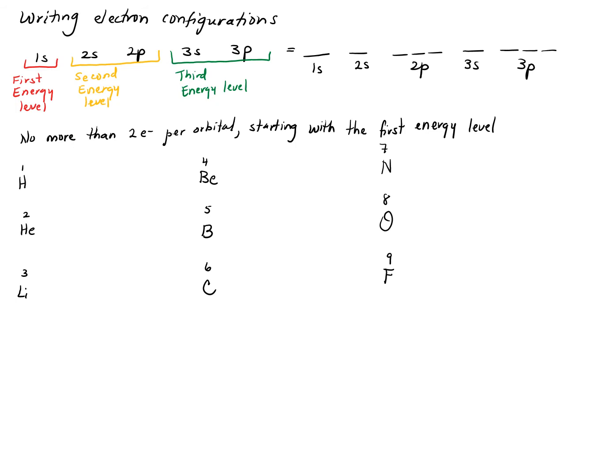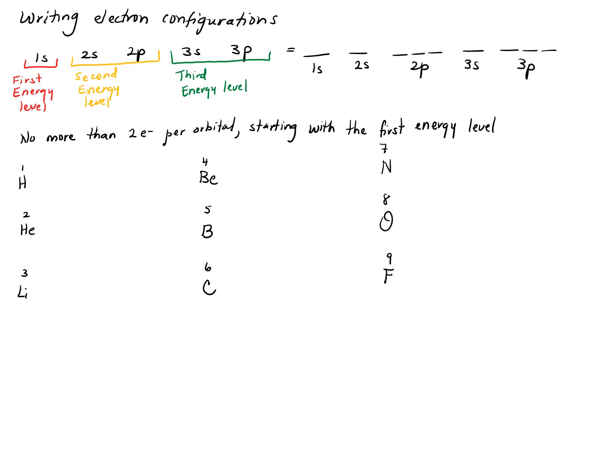So we're going to use that information, your different energy levels and the sublevels that we have in each one, to actually accommodate the electrons for the atoms. This is to write down the electron configuration.